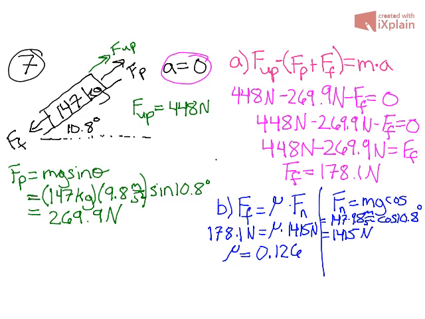Alright, and now part C says that we are at a distance of 1.58 meters up along the ramp, and then we lose our grip. How long does it take to slide back down that ramp? So we're going to go ahead and set that up on the next page.